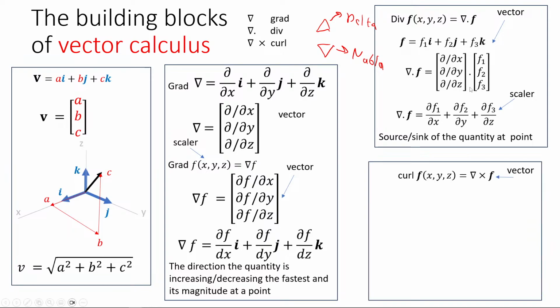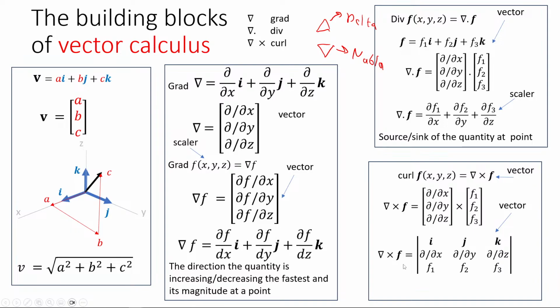And then finally you have the curl. The gradient tells you about increase and decrease in your function. The divergence tells you about sources and sinks. And this tells you about curl, the rotation in your vector field. So here we have the gradient. Here is the dot product with your function. Here is the cross product with your function. Your function is a vector, and when you do this cross product, you also get a vector. And this will tell you the rotation of the quantity at a point.